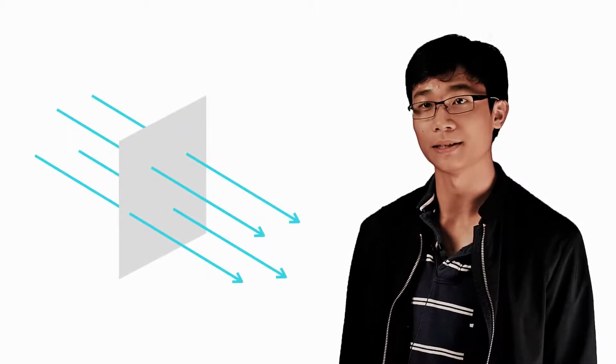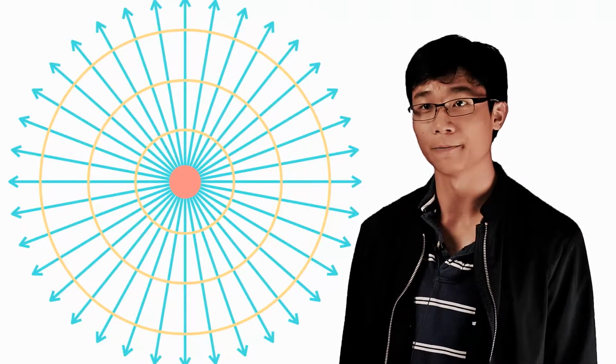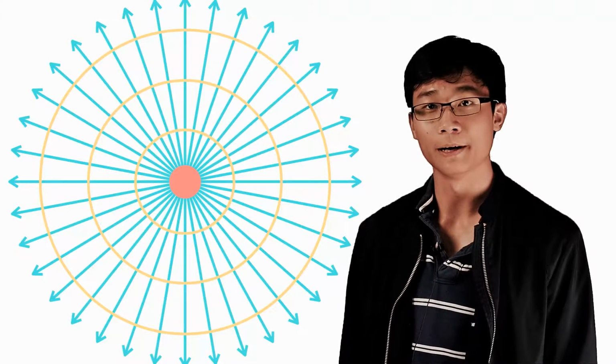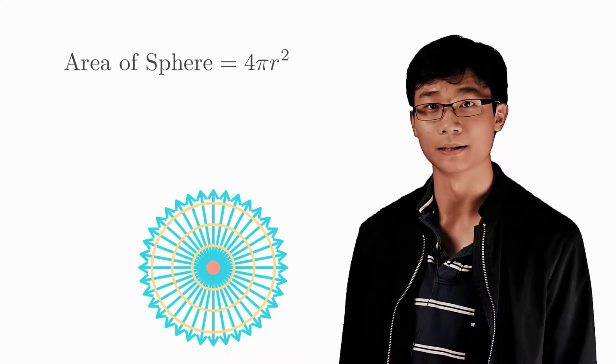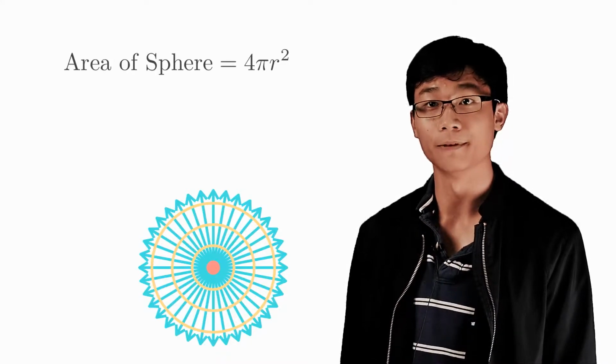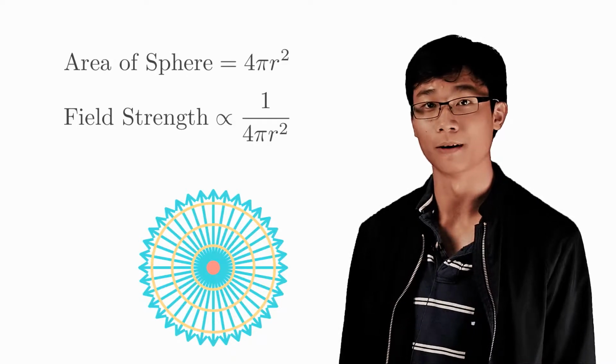Now let's imagine drawing a few spheres of different radii, all centered around the charge. Since the number of field lines passing through each sphere is the same, but the areas of the spheres are different, the electric field strengths are different. The area of a sphere is given by 4 pi r squared. Since the number of field lines is the same, the field strength is inversely proportional to the area of the spheres. In other words, proportional to 1 over r squared.